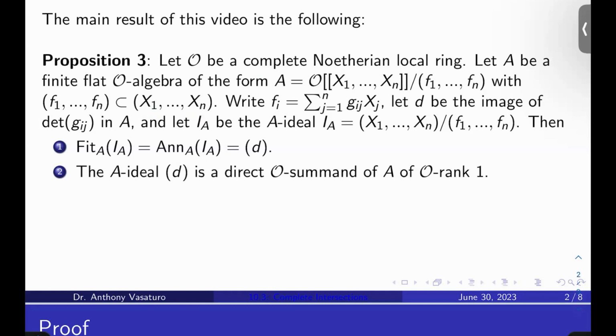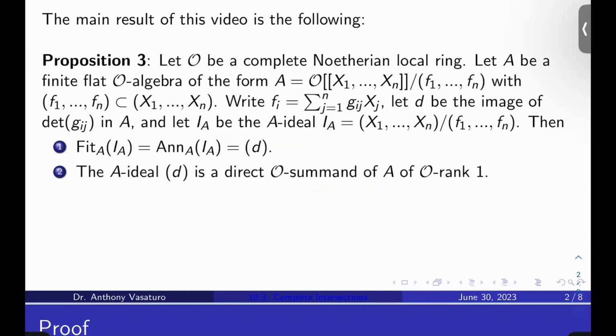Let's write each fi as the sum from j equals 1 to n of some g_ij x_j, and we'll let D be the image of det(g_ij) in A. And finally, we'll let I_A be the A-ideal (x1, ..., xn) mod (f1, ..., fn). Then two things are true. One, the A fitting ideal of I_A is nothing but the A annihilator of I_A, and those are both just the ideal generated by D. And two, the A-ideal (D) is a direct O-summand of A of O-rank 1.